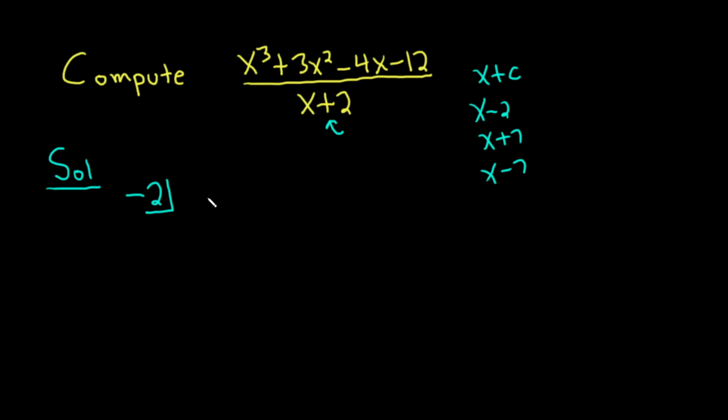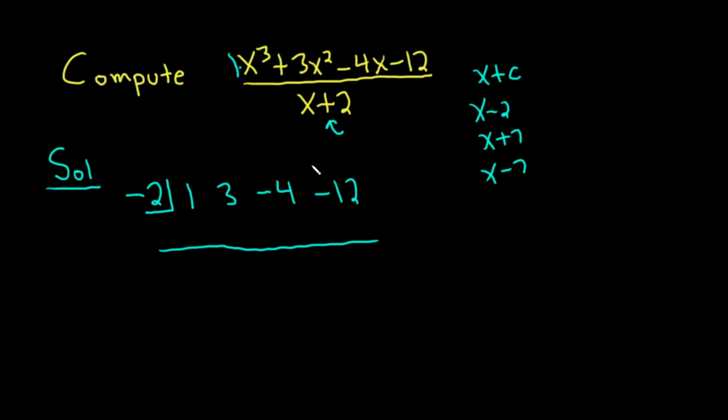bracket. Then you want to list the coefficients of the numerator, and if there are any coefficients missing, you have to put zeros there. For example, if there wasn't a 3x squared, if that term was gone, you would have to use a 0x squared. In this case, nothing is missing, so the coefficient of x cubed is 1. The next one is 3. The next one is minus 4. And the next one is minus 12. And then we draw a line like this.